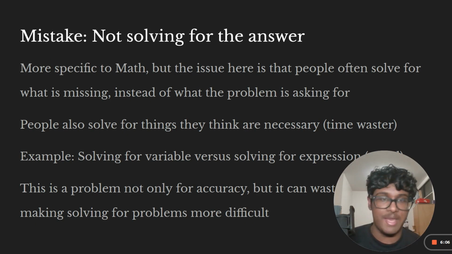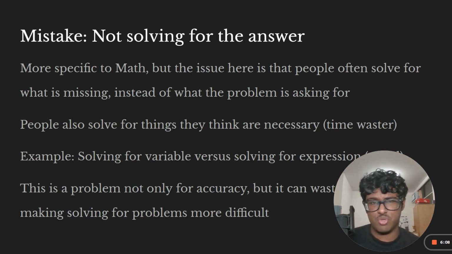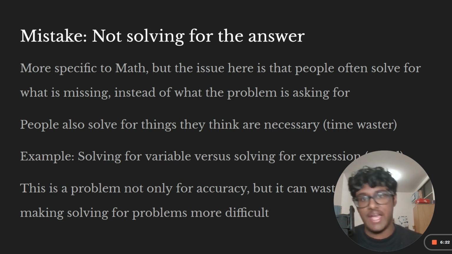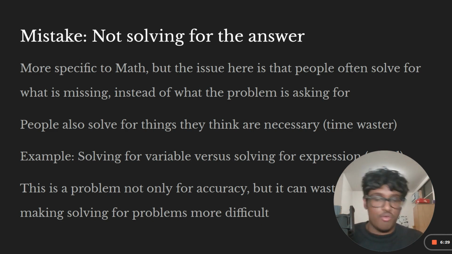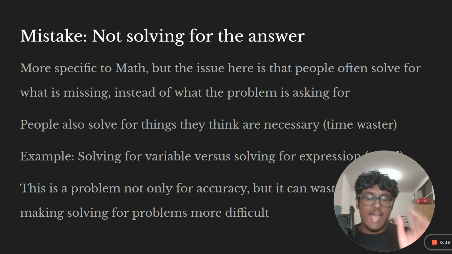This is more specific to math or honestly anything conceptual like grammar or an evidence question or a main idea question. But the issue here is that people often solve for the missing value or what is not presented instead of what the problem is asking for. And what I mean is a problem will have a missing variable, right? They'll have X and Y, but the problem is asking for what is X plus Y, right? So people will individually solve for X and Y. Maybe they'll get the right answer, but it'll take them a long time. And then they'll add them together at the end and get their answer.